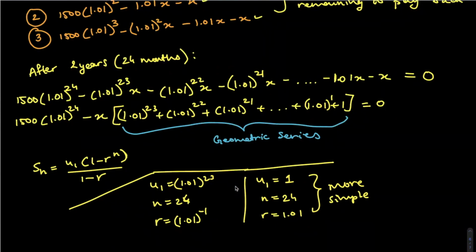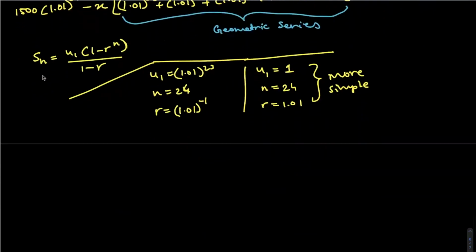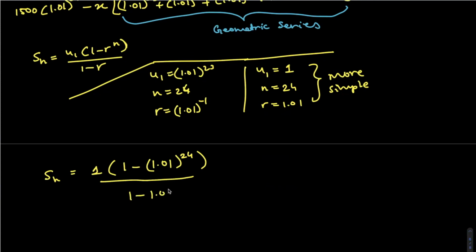Now all I have to do is plug in for Sn. So let's go to the next page. Sn: the first term would be 1, times 1 minus my common ratio 1.01 raised to the power n, which is 24, all upon 1 minus 1.01.